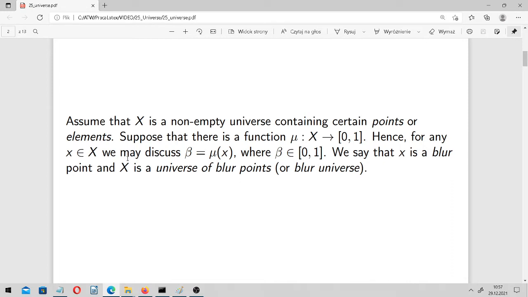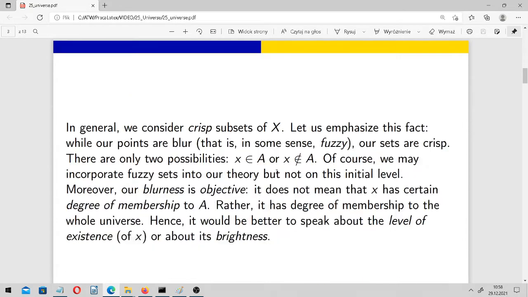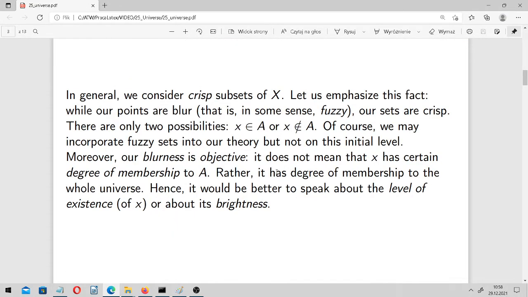Hence, for any x in capital X, we may discuss this value mu of x. Yes, beta is mu of x, where beta belongs to our interval. So we say that x is a blur point and that capital X is a universe of blur points, or blur universe. And in general, we consider crisp subsets of X.